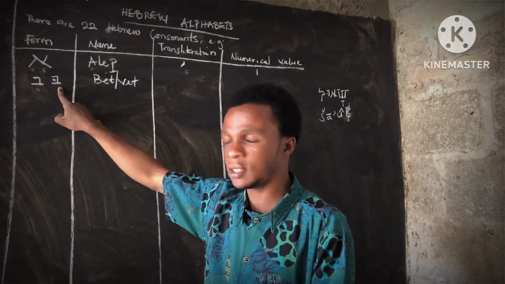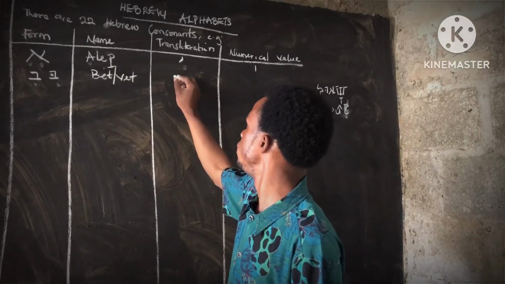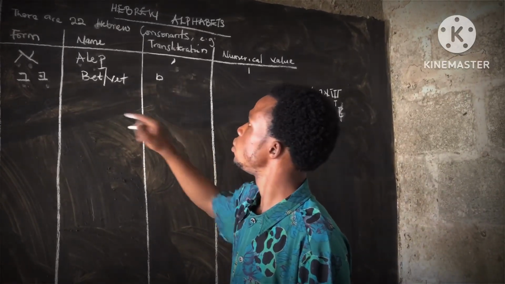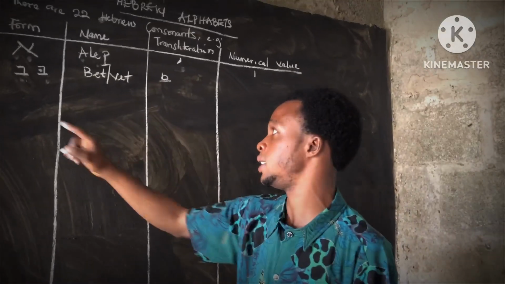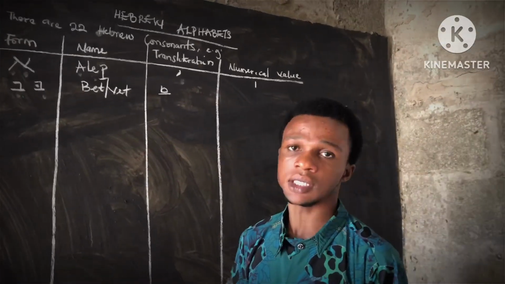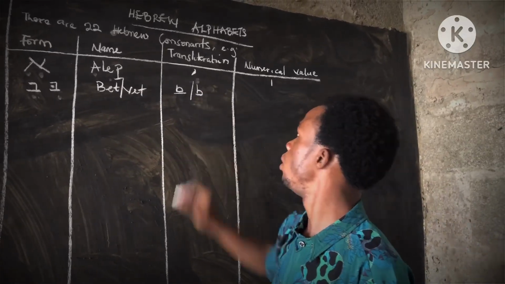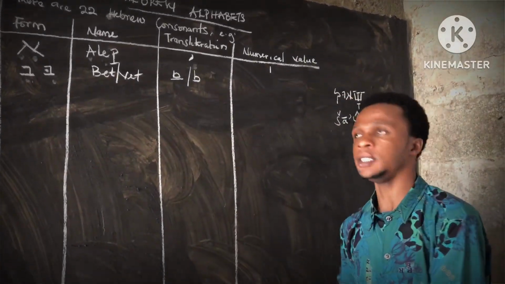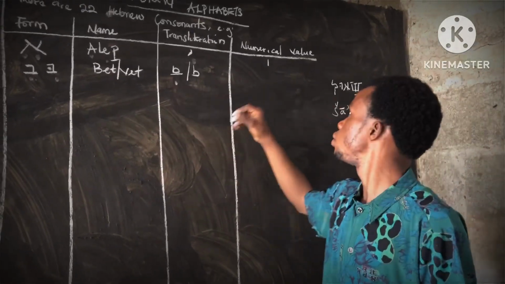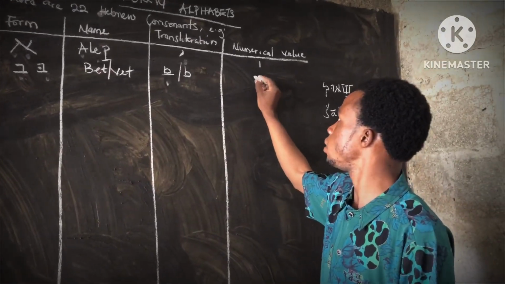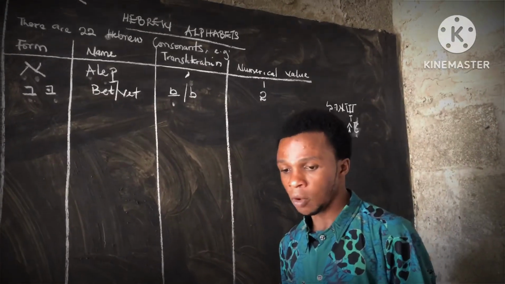When it has a dagesh, it becomes strong, and it is represented by B. The first one that has no dagesh, you have to underline it, which means that it is spirant, it is soft. While the second one will be B without any line under it. And the numerical value is number 2.